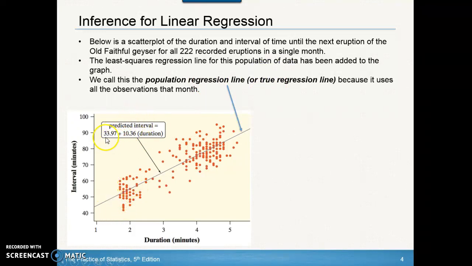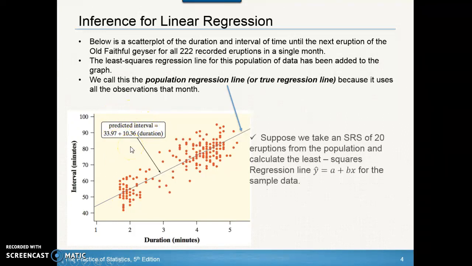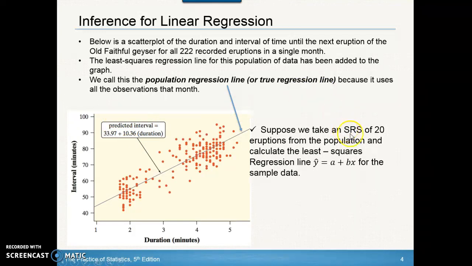So the predicted interval of the eruption is 33.97 plus 10.36 times the duration. Now I want you to notice it says predicted interval. Since it says predicted interval, that's why they don't have the hat on top of it, because they said the word predicted. Now, let's say that we take a simple random sample of 20 eruptions. So let's say we take 20 of these eruptions from this population and calculate the least squares regression line for the sample data. So this is all 222.